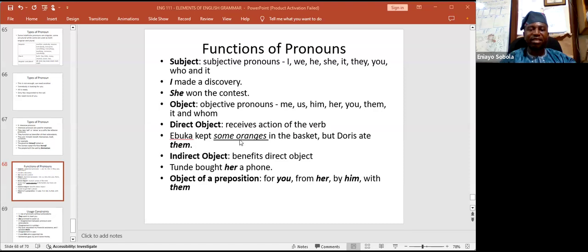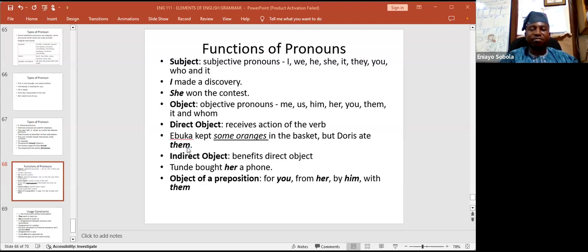Looking at it, Ebuka performed the function of keeping something called oranges. Doris ate them. Doris performed the action of eating them. So the action of Doris is on the objective pronoun them.